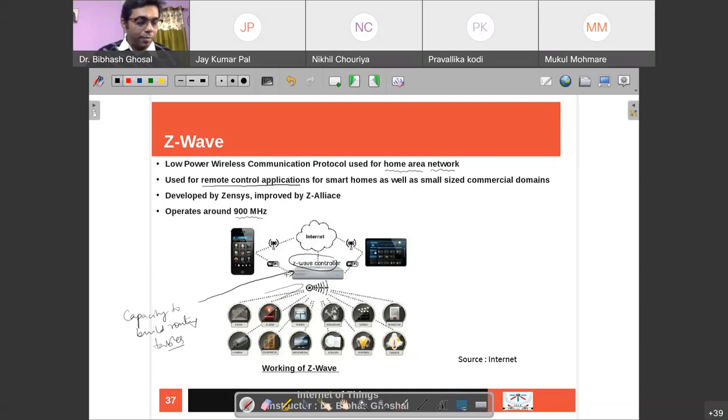And to have a backup of that, you can have another controller, which is the secondary controller. Normally it's not used until you require it for some kind of load balancing or something. And these are called nodes. So these are the nodes that communicate via the controller. As you see, mobile can also be a node, which makes use of the Z-Wave controller to connect to the internet, or it can be other IoT devices.